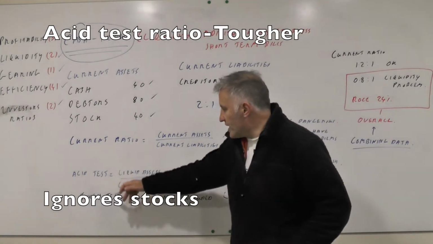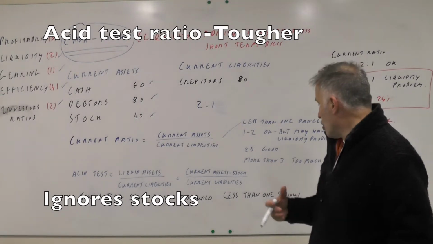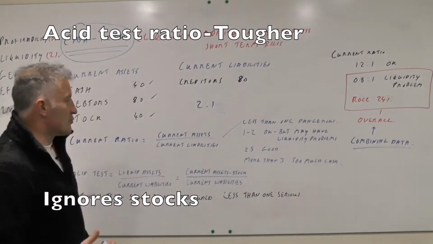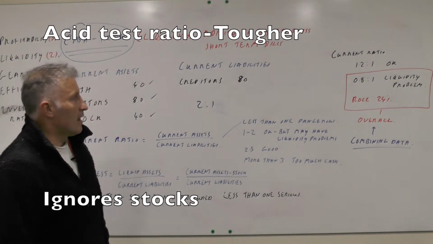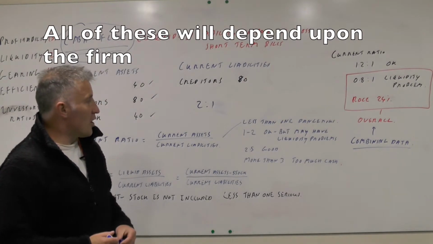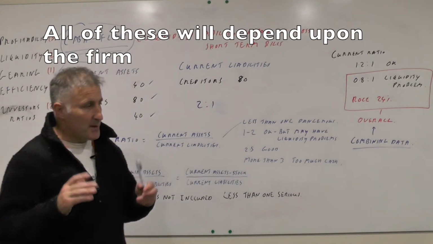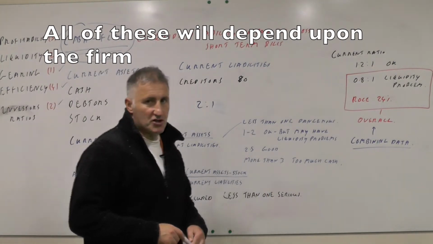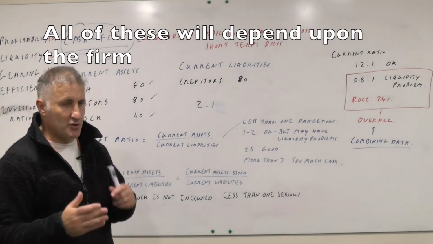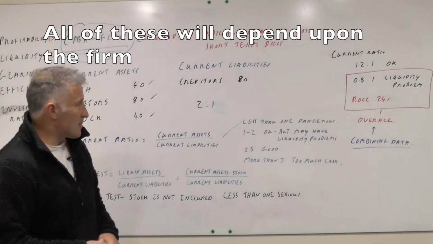The acid test ratio is a tougher test because stock is not included, because you can't readily convert your stock into cash. And less than 1 is pretty serious here. So less than 1 on the current ratio, dangerous. 1 to 2, okay, but you might have liquidity problems. 2.5 is actually the right number to be at, and more than 3, there is too much cash in the business, and the cash should always be working for you. However, sometimes it's a good thing to have cash, because you may want to make a quick purchase, you may want to buy something which is on the cheap.